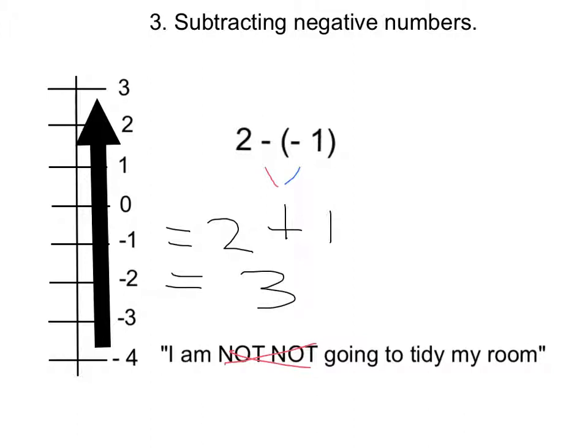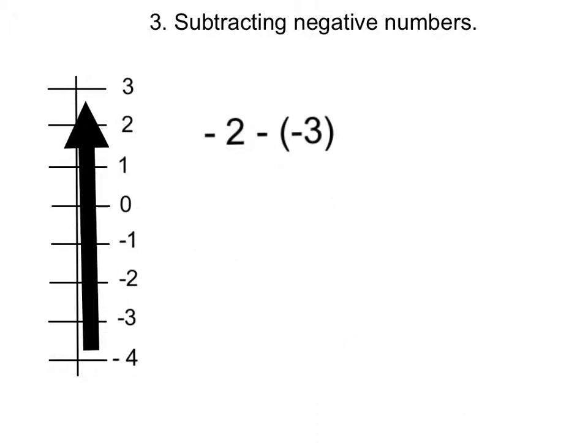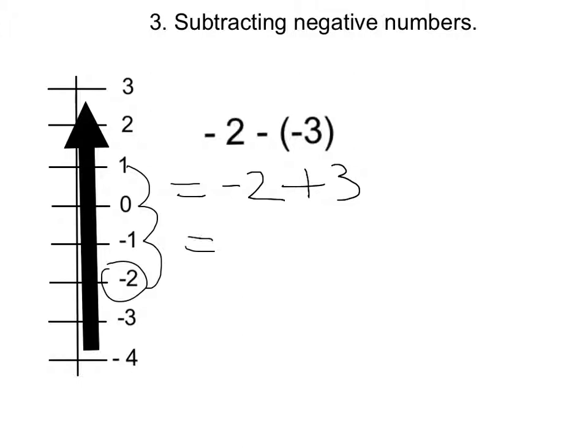We'll try another example. This time we're starting below 0 on the number line at minus 2. But the same thing happens. So minus 2 minus minus 3, well, it's a double negative, so that's the same as minus 2 add 3. And so we start off at minus 2 and we go up by 1, 2, 3, and we get our final answer, which is 1.